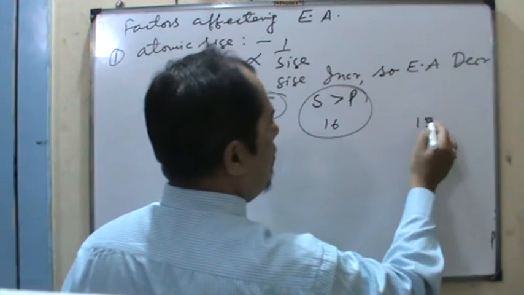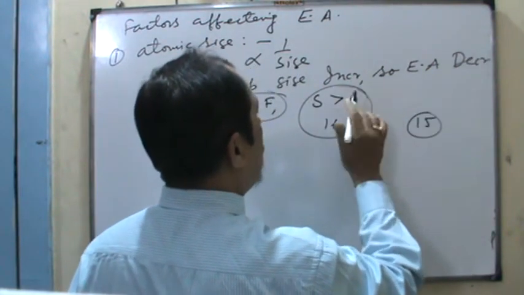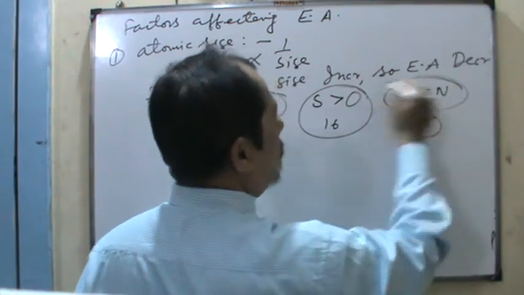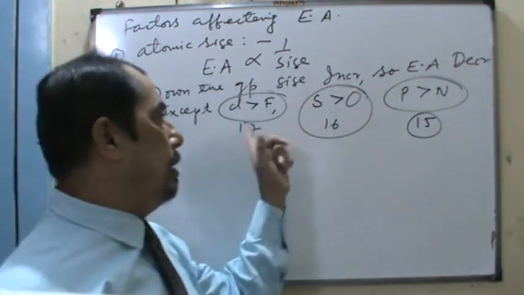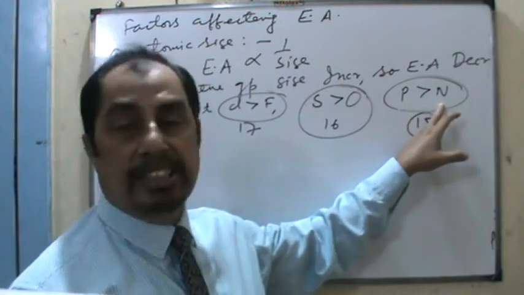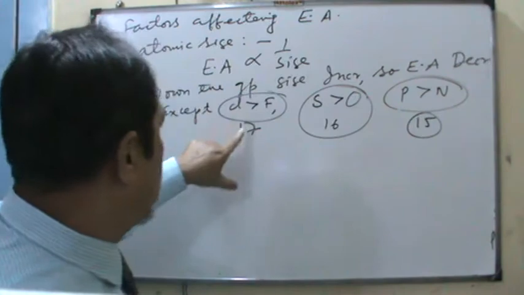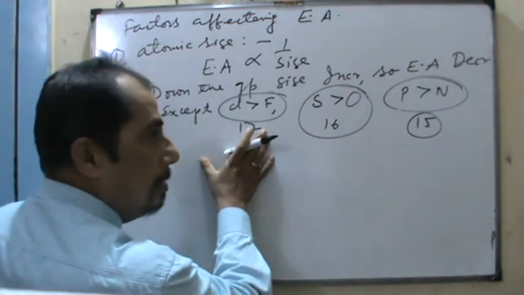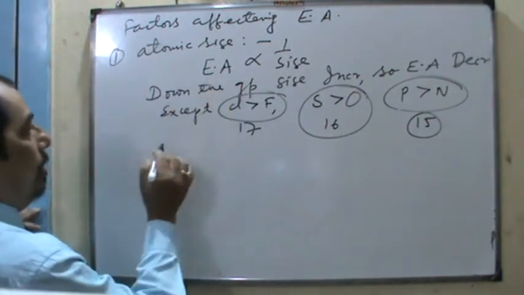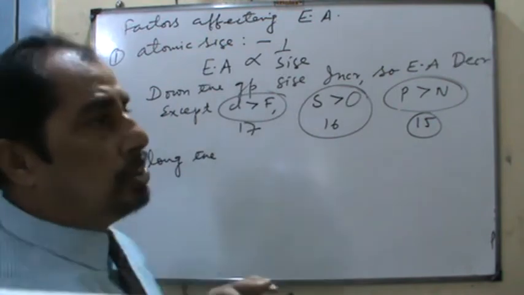And group 15, you remember, sulfur is greater than oxygen, and here phosphorus is greater than nitrogen. The same situation will apply: chlorine, fluorine, oxygen, sulfur, phosphorus and nitrogen. It is the question of group 15, group 16, and group 17. Just the same answer as whatever I have explained to you. But along the period, no confusion, no change in trend.